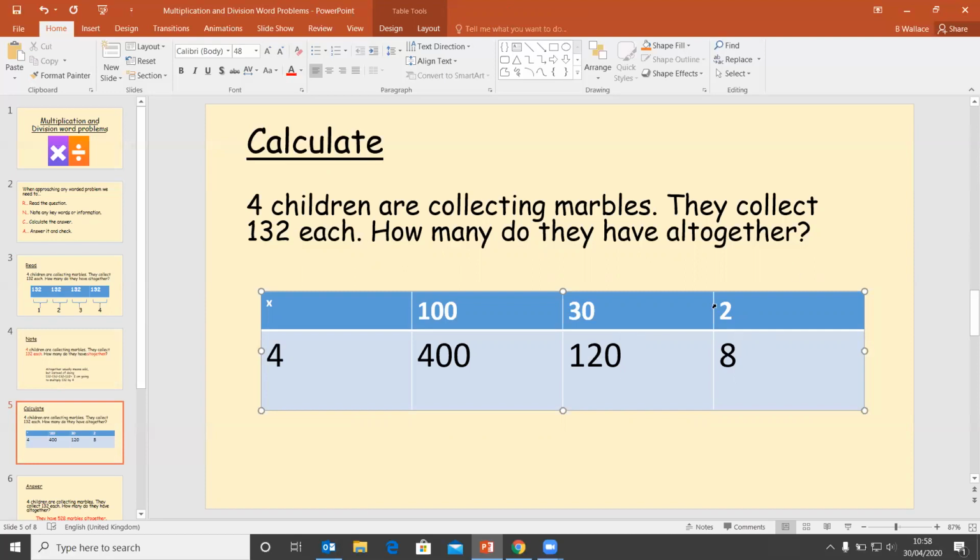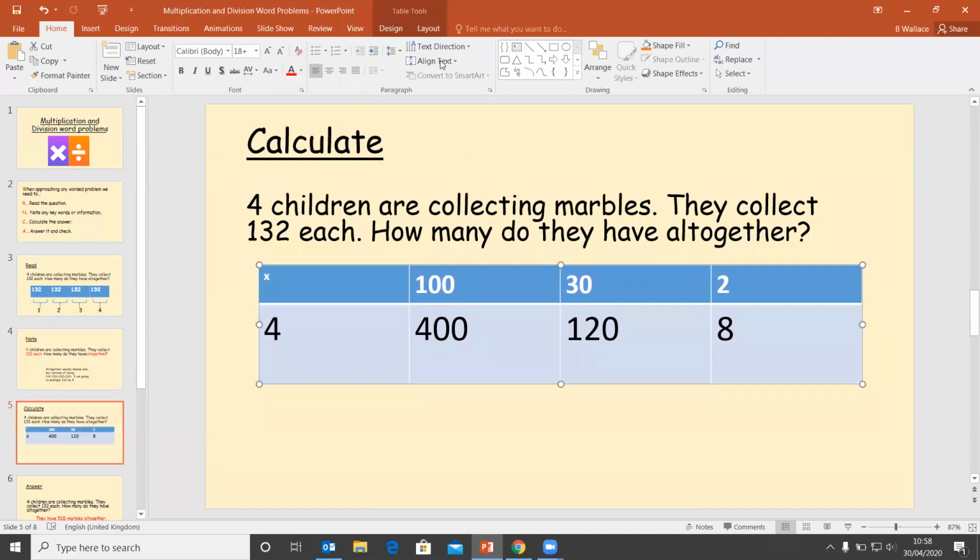Okay, once you have done that, you then need to add them together. Okay, so we're going to add these together now. So we're going to add 400, add 120, add 8. Now you need to make sure that all of your numbers are lined up properly to make sure that you are adding the right columns together. Okay, there we go. So we're going to start from the ones column when we are adding. So we're going to do 0, add 0, add 8, which we all know is 8.